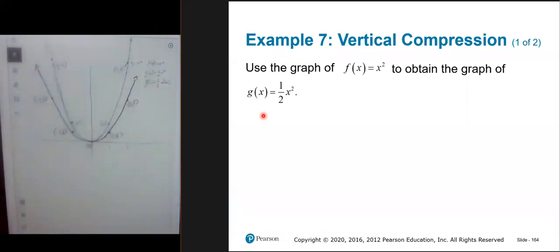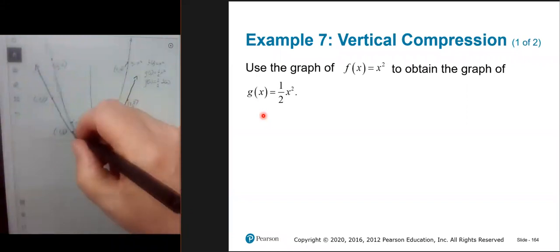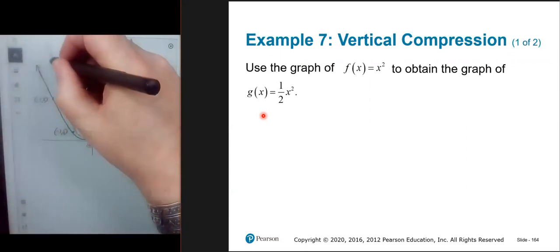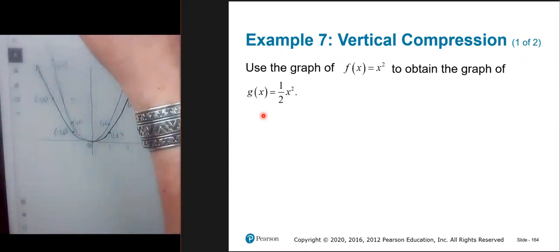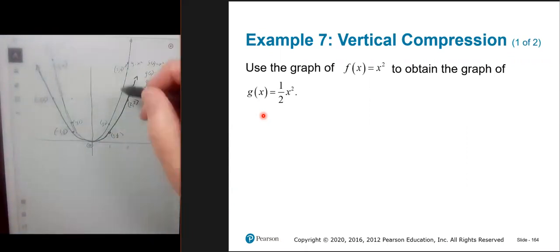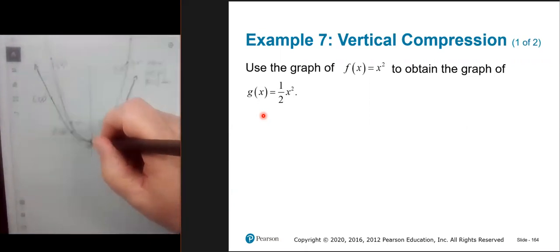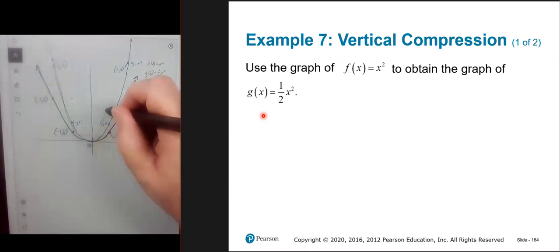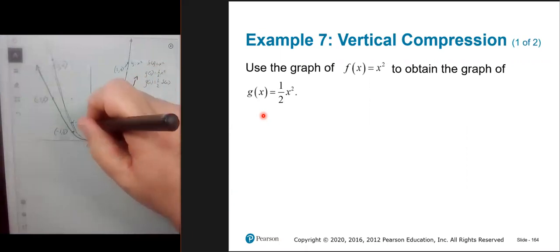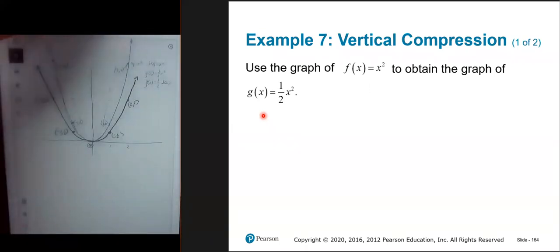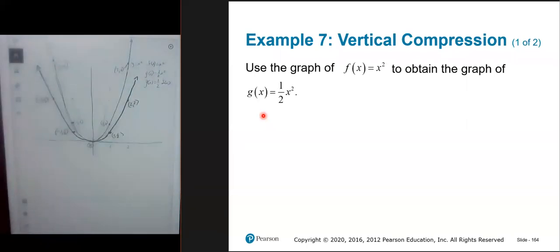So if instead of multiplying by 1/2, what if I was multiplying by 2? So this point would have been pulled up to here, and this point would have been pulled up to 8, which is off of my screen. This one would have gotten pulled up to here. So it would have been a much narrower graph, because my y values are being pulled away from the x-axis.